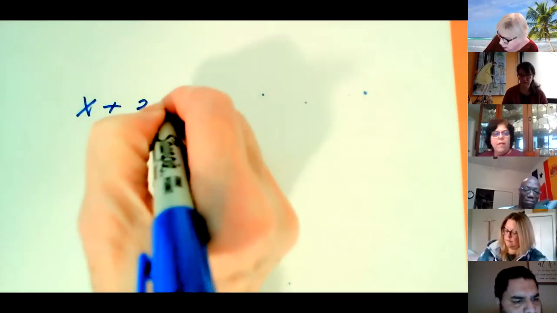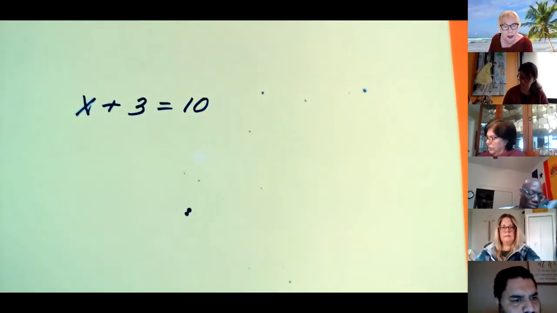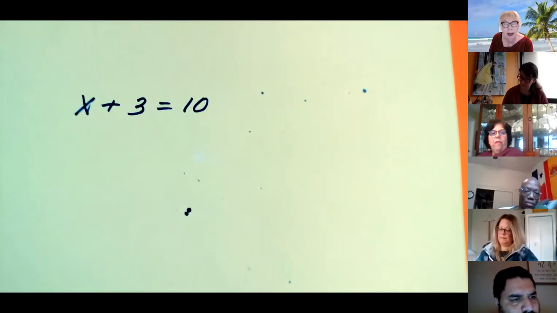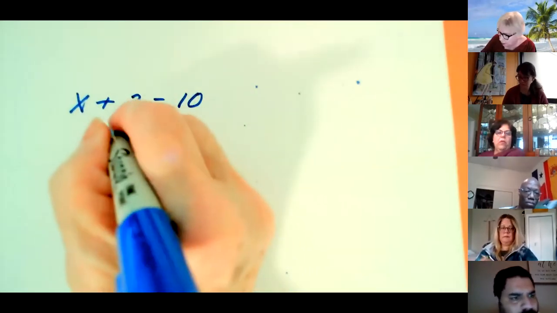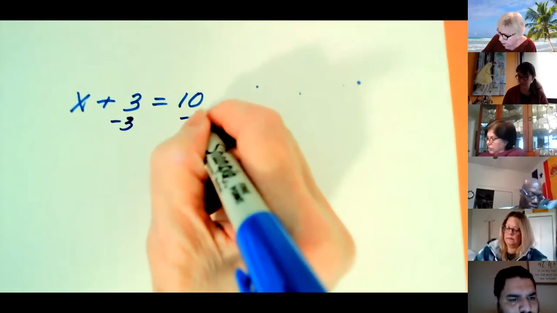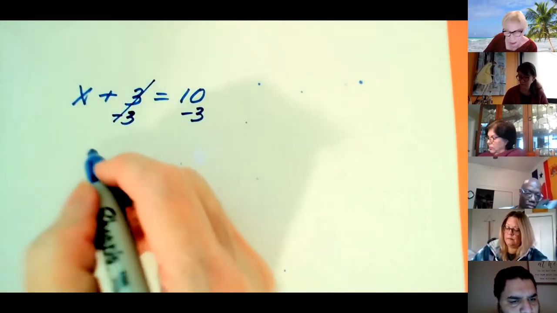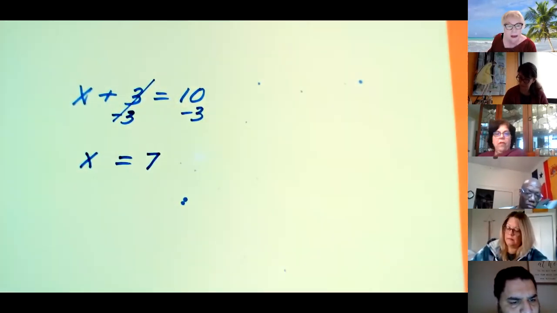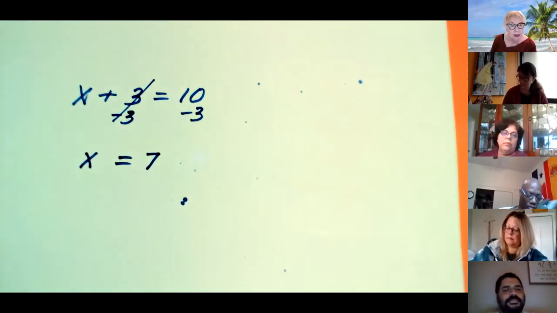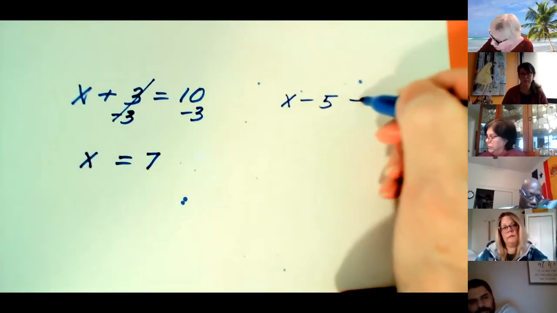X plus 3 is 10. This is a 1-step problem. 1 step and I'm done. And so with the +3, I would subtract 3 on each side. I'm going to just throw that out if you don't mind. This is x, and 10 take away 3 is 7. Is that good? That's a 1-step problem. I want to do it with this.